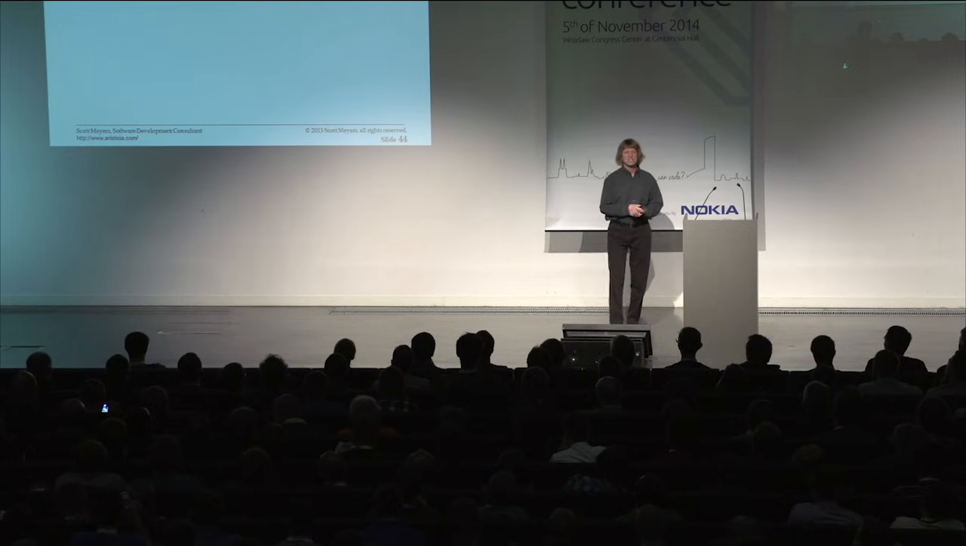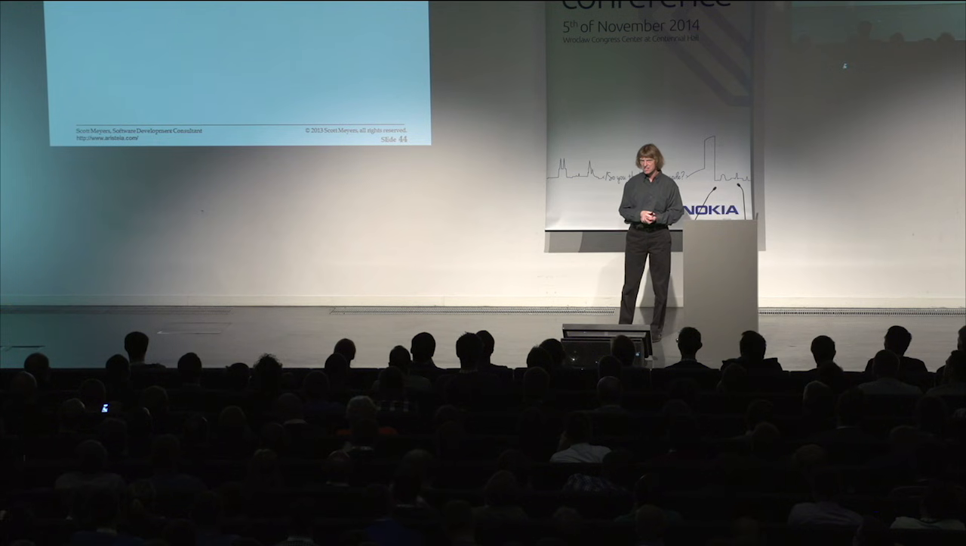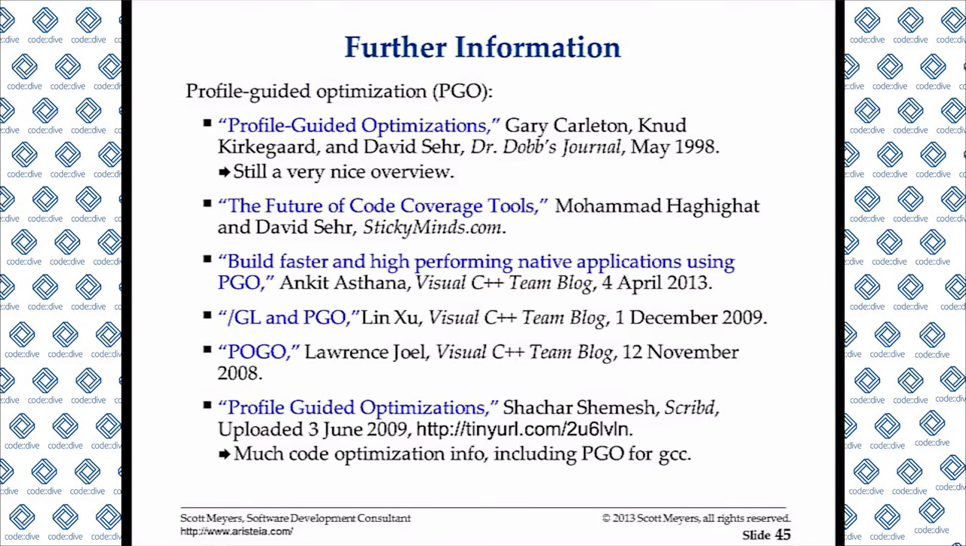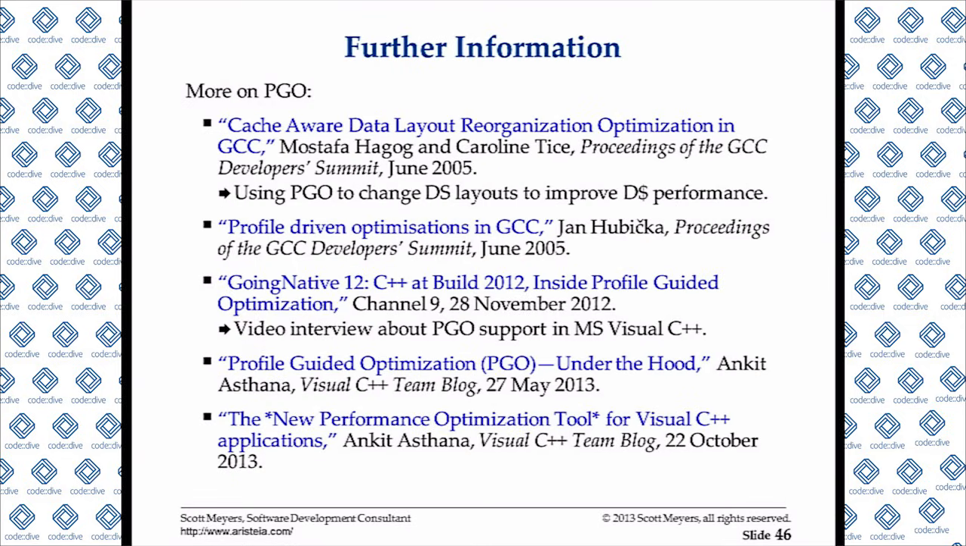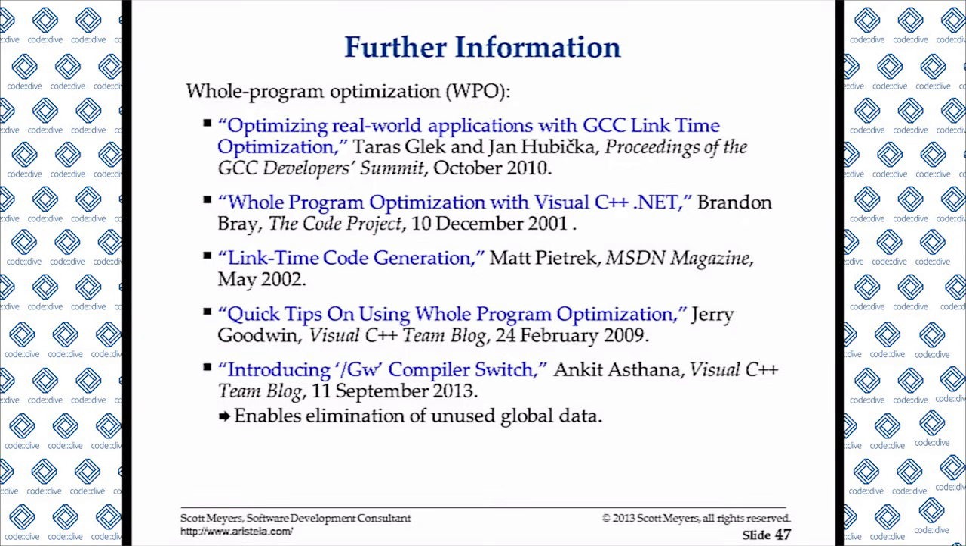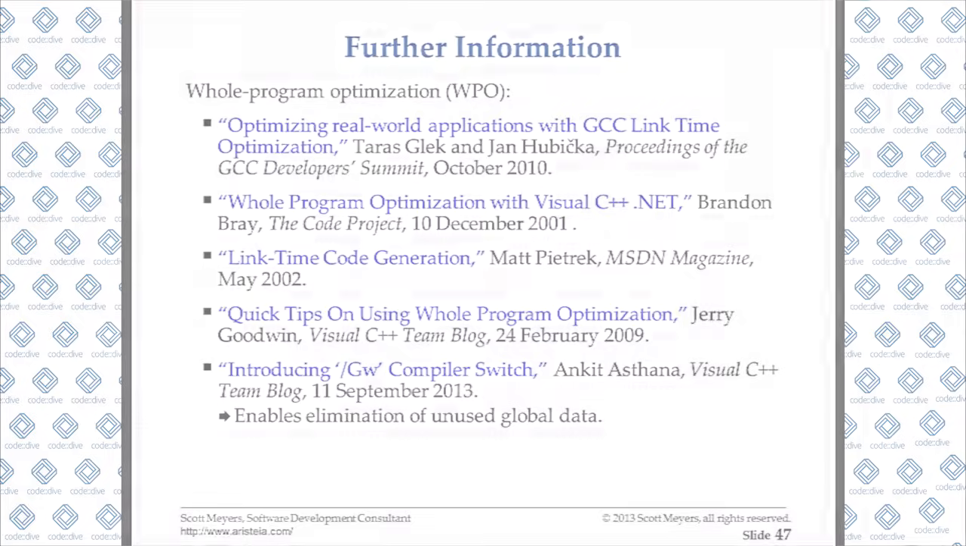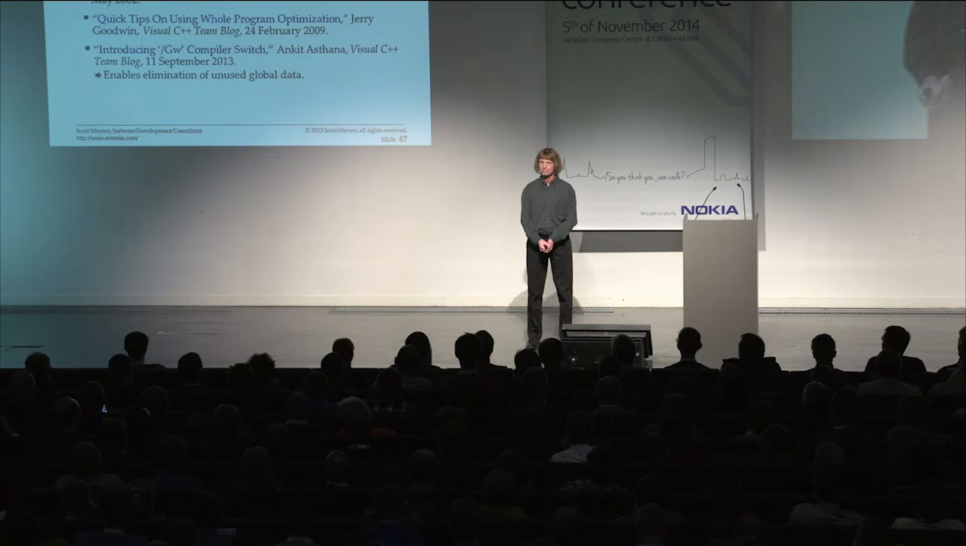I mentioned data-oriented design. If you're interested in the whole idea of how you would lay out your data structures so that you can get the most out of the CPU, Mike Acton gave a very nice talk on this at CPPCon. That was in September of this year. The video is available at YouTube. I mentioned profile-guided optimization. Lots of references on profile-guided optimization because I am a believer. See, 2 pages worth. I am a believer. There's some stuff on whole program optimization as well. And I think that is that. So that is the conclusion of the presentation. Thank you very much.